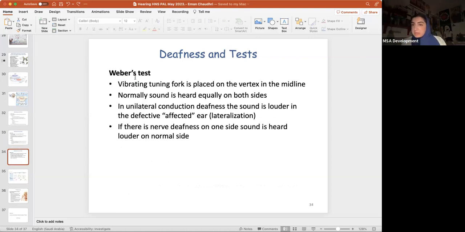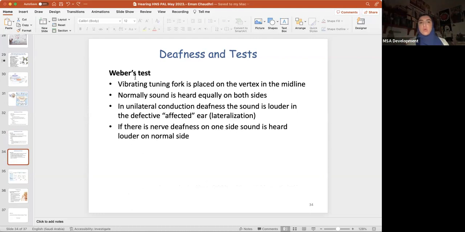Now, let's talk about Weber's test. This is really interesting. We do the same thing, but now instead of putting it here, we're putting it in the middle. Normally, you don't hear it, or you can hear it in both. You're like, yeah, okay, I can kind of hear it in both.